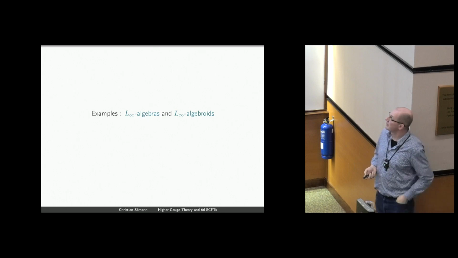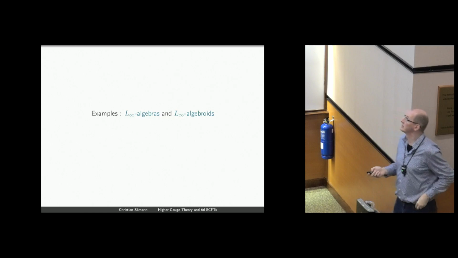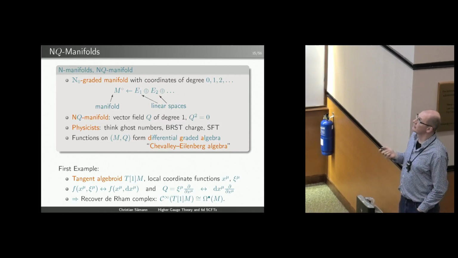Okay, so as an example, let me show you L-infinity algebras, L-infinity algebroids. Apologies to everybody who's seen that before or knows that inside out by now. I think the easiest way to define them, and which is very physicist-friendly, is probably via NQ manifolds. So let's first remind you what these are. An N-manifold is just an N0-graded manifold with coordinates of degree 0, 1, 2, and so on.